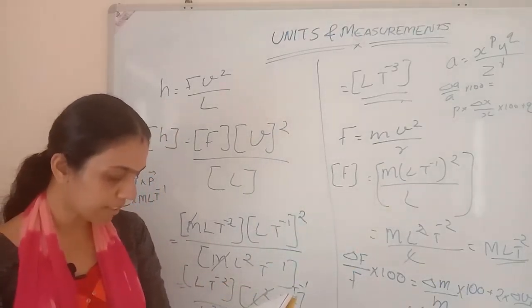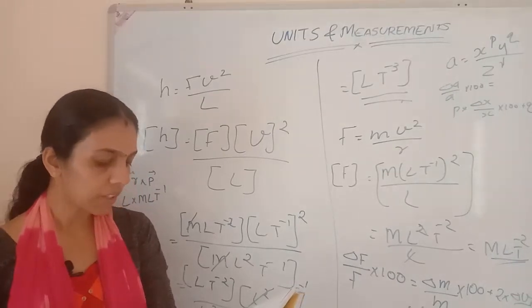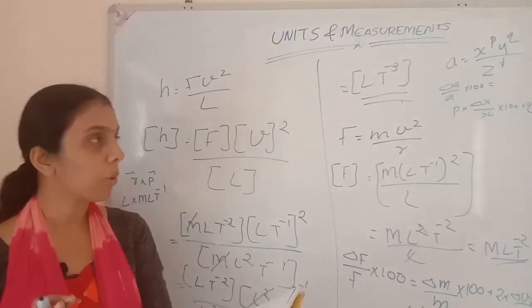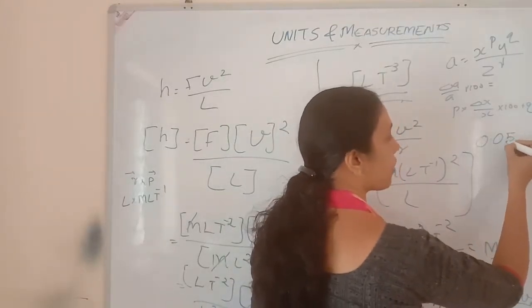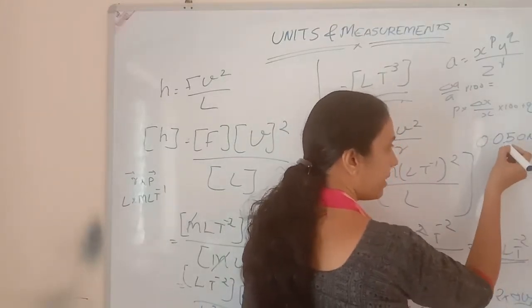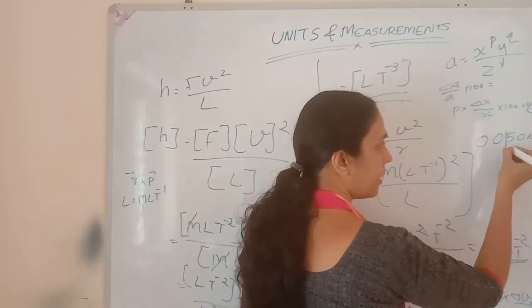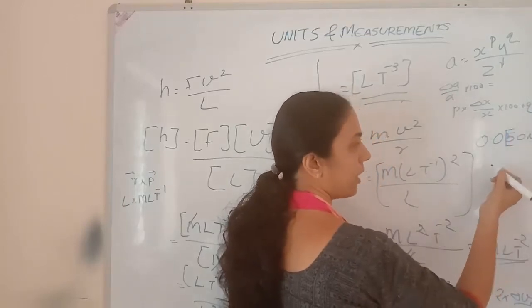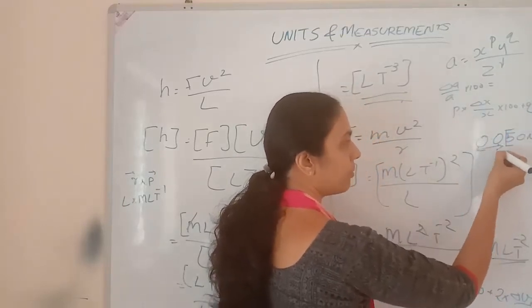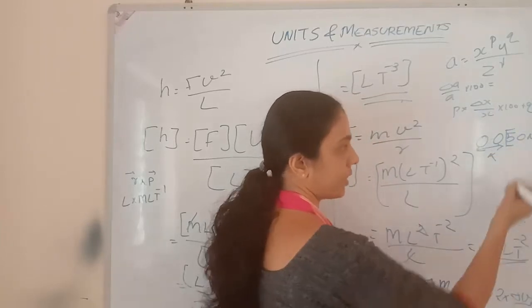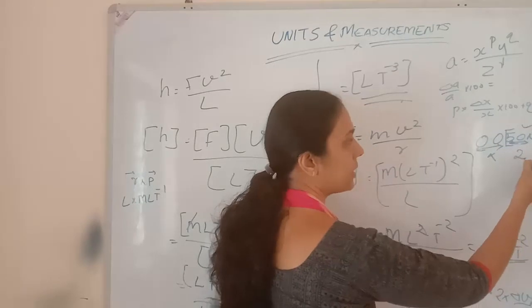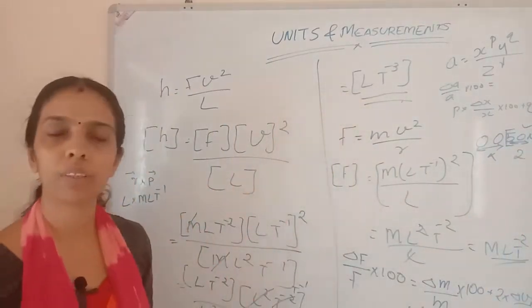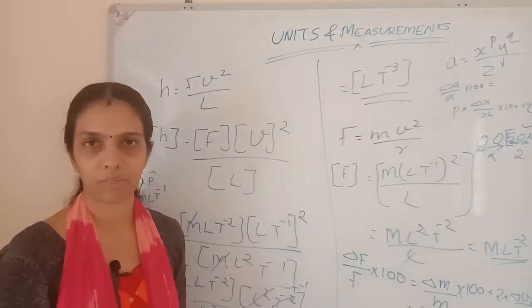So the next one is, what is the number of significant figures in 0.050 newton? In that, see, these zeros come before the non-zero number. So these numbers we can't consider as significant figures, but these two numbers we will consider as significant figures. So how many significant figures will be there? Two significant figures are there.